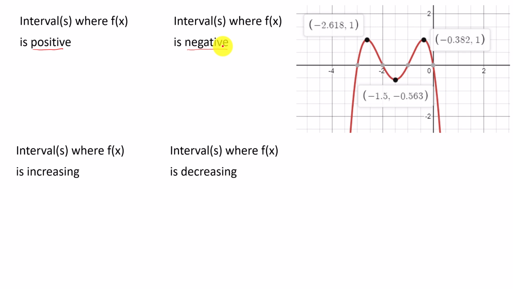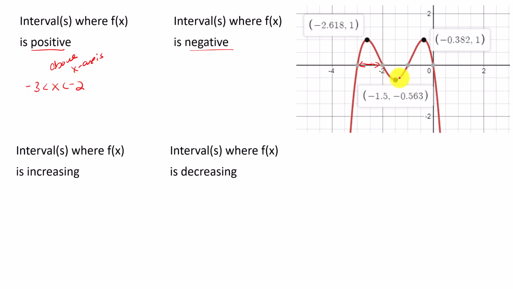Okay, so remember positive means above the x-axis. Y values need to be positive, so it needs to be above the x-axis. If I start tracing the graph, it's not above the x-axis until we get right past this point. So it's above the x-axis here, between this point and this point. So it's above the x-axis when x is between negative 3 and negative 2.